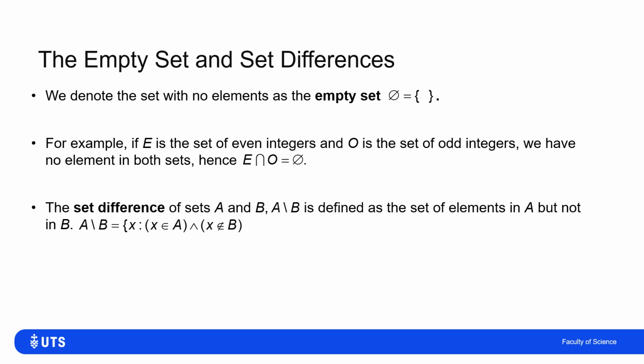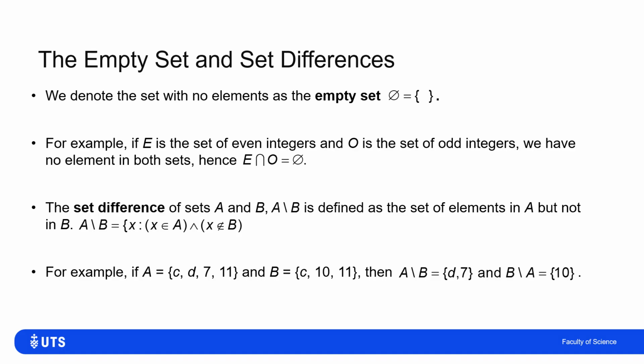We can also define a set difference of two sets, so A difference B is the set of all elements which are in A but not in B. So I can also write that, for example, as A intersection B complement, or I can write that here as the set of all elements X such that X belongs to A and X does not belong to B.